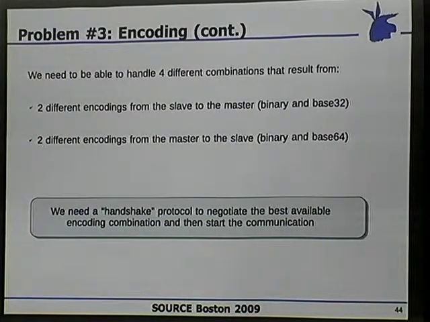From the slave to the master, we can either send binary, which is great, or fall back to base 32, which works, it's just a bit slower. From the master to the slave, we have either binary as well, or base 64, which is 4 possible combinations. And in order to negotiate which one we're going to use, we have to send a couple of initial packets, which we call the handshake.